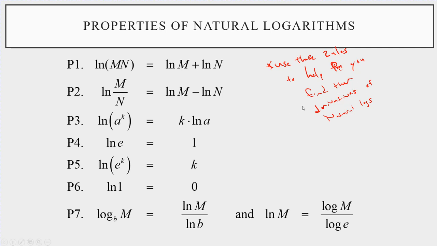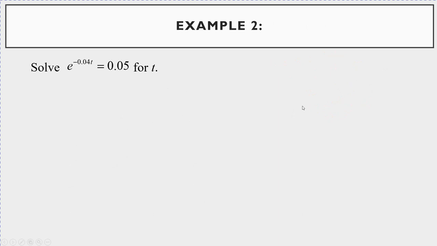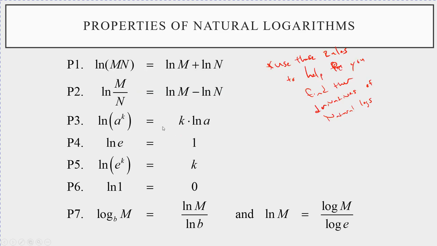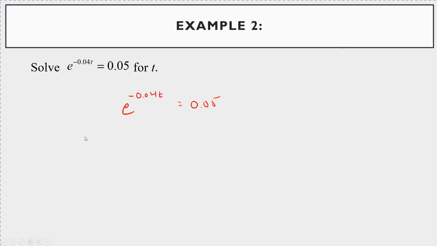But first I'll talk about the derivatives of natural logs. Before I do that, let me just do a quick review of how you would solve these equations. Suppose you have e raised to the negative 0.4t is equal to 0.05. To solve this, you're going to use rules P3 and P4 here. So you would take the natural log of each side.